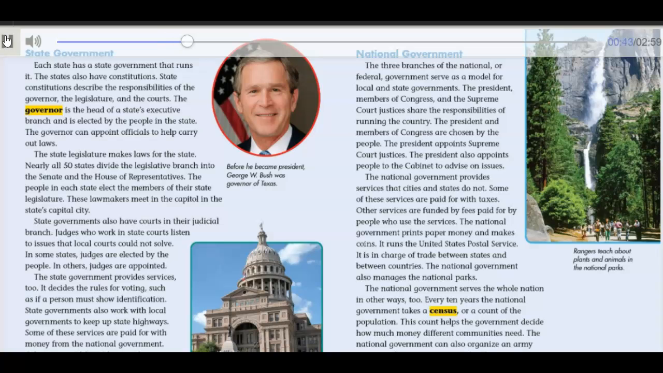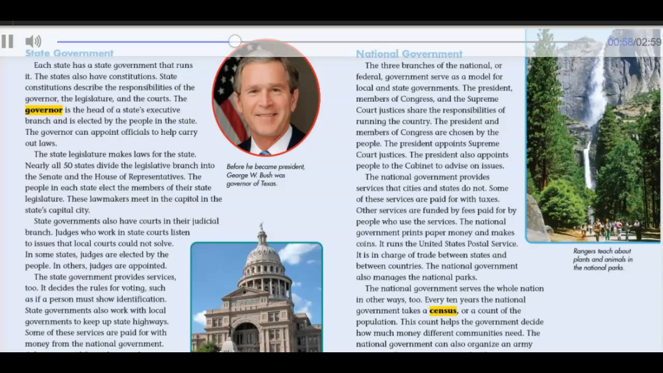State governments also have courts in their judicial branch. Judges who work in state courts listen to issues that local courts could not solve. In some states, judges are elected by the people. In others, judges are appointed.